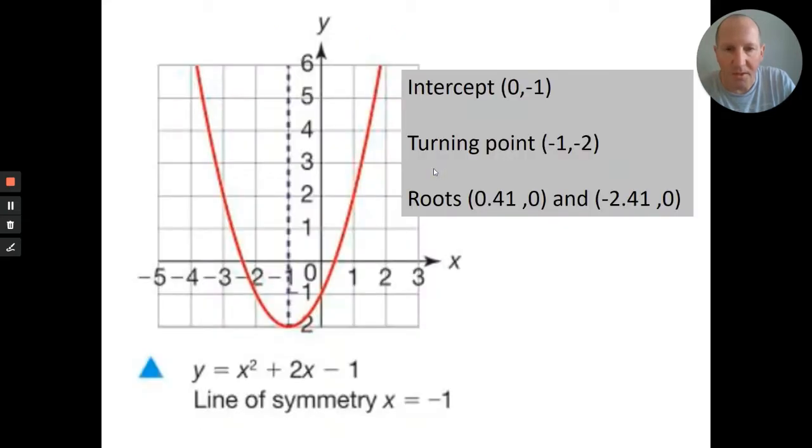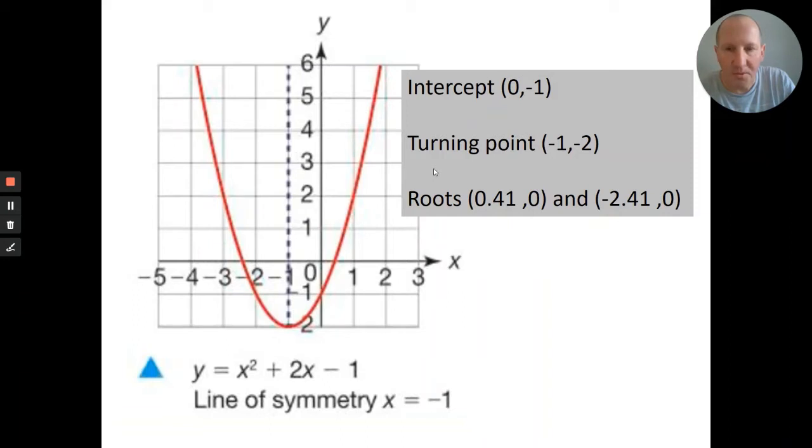Remember, we spoke about turning points. The bottom of the graph, the lowest point, where it stops going down and starts going up. The intercept, just like on a linear graph, quadratic graph goes through the y-axis somewhere. We call that the intercept. And it also has roots, where it goes to the x-axis.